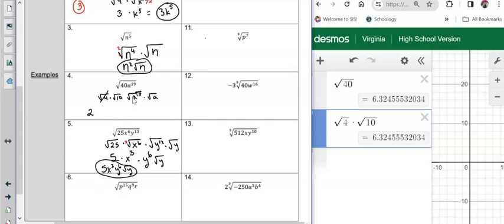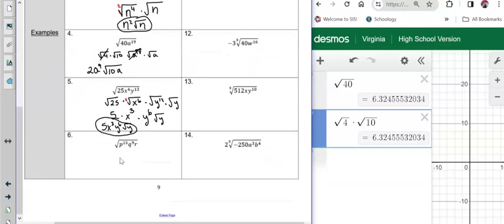Let me put the perfect squares together first. So this one's going to be 18 divided by that 2 that's right there. 18 divided by 2 is 9, so that's a to the 9th power. And then there's nothing I can do here, so I'm just going to rewrite it as 10a. And that's that. Okay? All right.